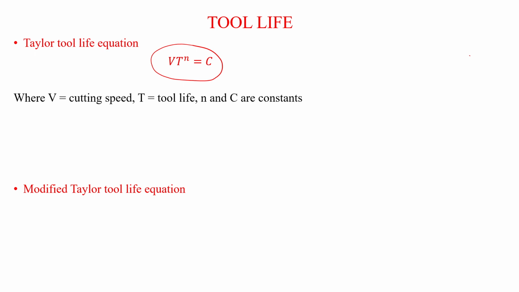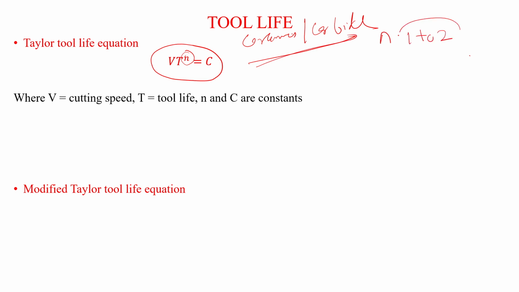Yes, it will affect. The n depends upon the tool material. If you are using very hard tools, for example ceramics or carbide, the value of n is high, for example from 1 to 2. But if you are using very soft tools like HSS, then the value of n is around 0.8, something like that. Then it will not affect that much. So the harder the tool is, the higher the value of n, and the more it will affect. It depends upon the tool.